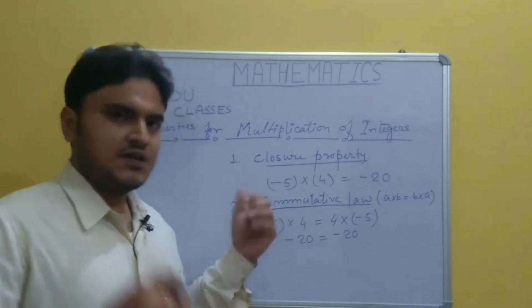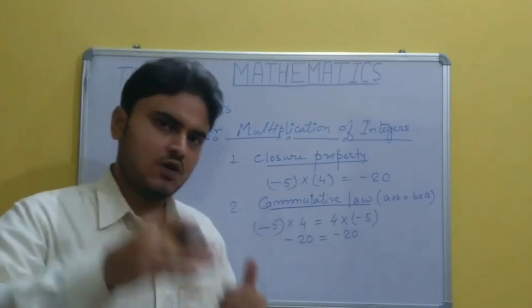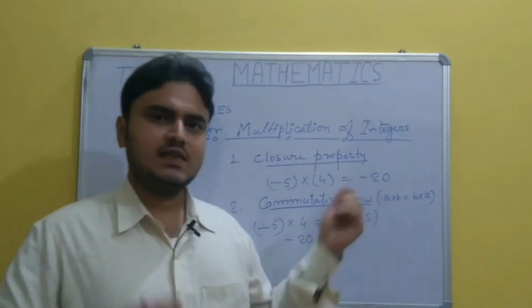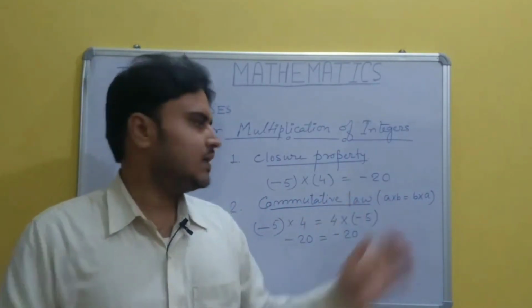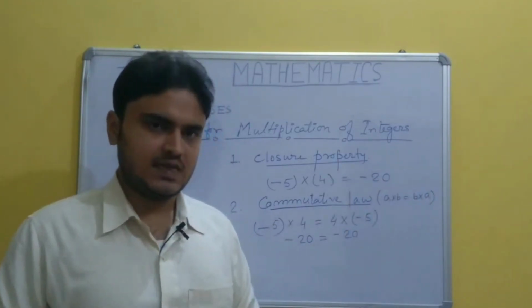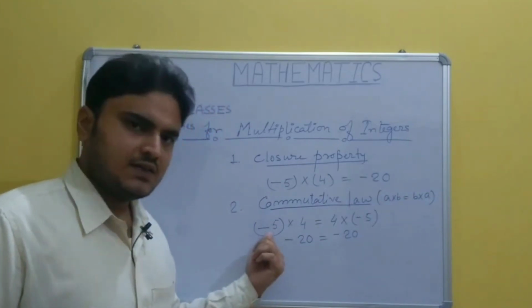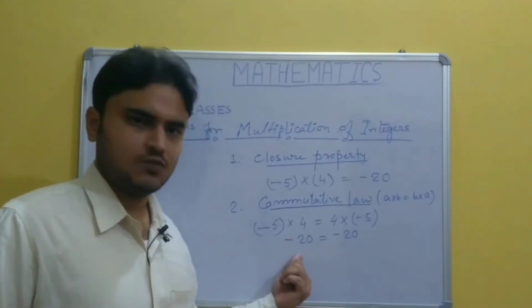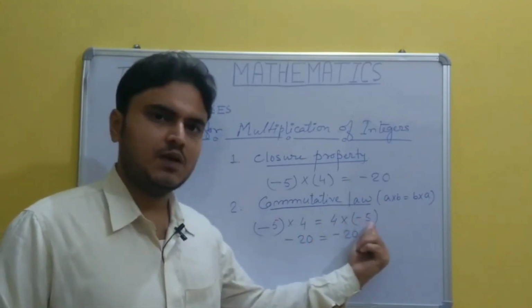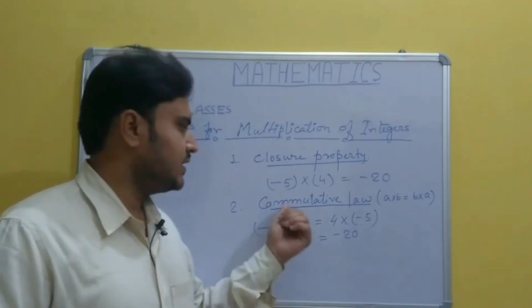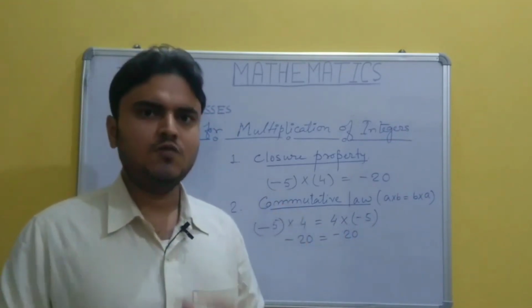Similarly, for the addition, we have already learned about commutative law. That means whenever two integers a and b are multiplied, a with b or b with a, the result will remain the same. For example, minus 5 is multiplied with 4, the result will be minus 20. Similarly, 4 is multiplied by minus 5, the result will be minus 20. So this property is known as commutative law for multiplication of integer numbers.